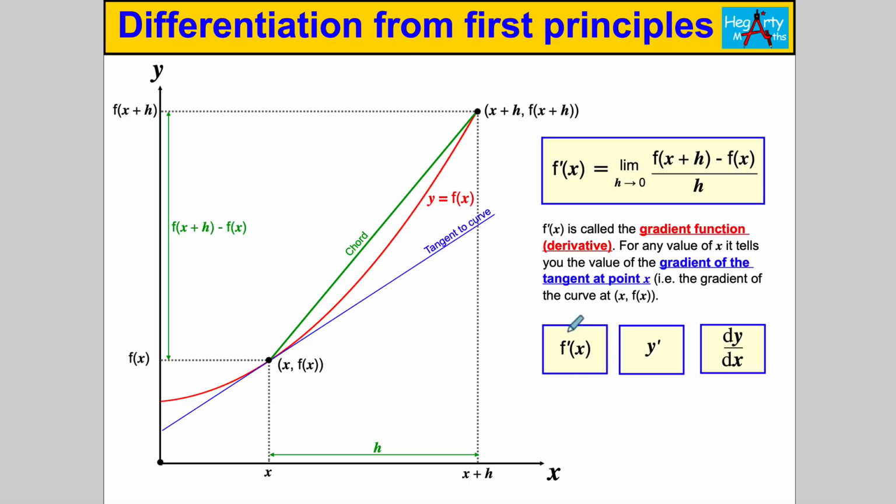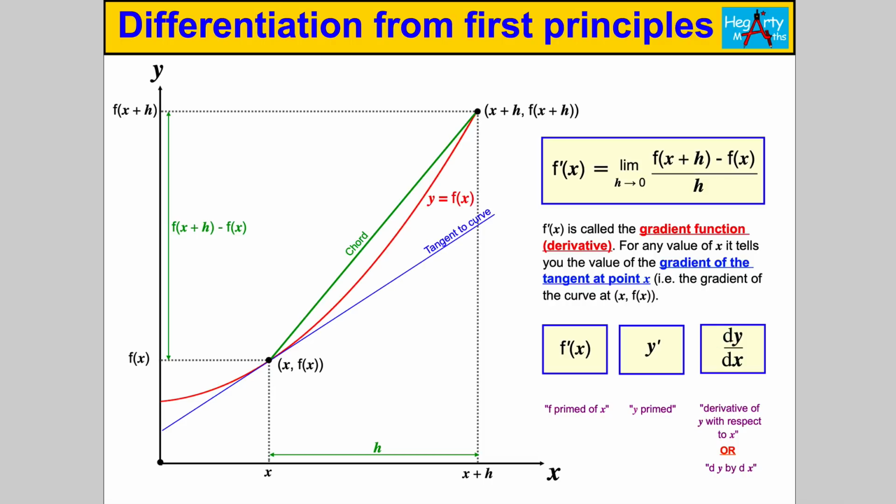You may see it in this form, called f primed of x, or in this form, if you're given the function in terms of y, like y equals x squared, sometimes the derivative or gradient function is called y primed, and often it's also called dy over dx, or dy by dx. Now, that's f primed of x, that's y primed, and that's either called the derivative of y with respect to x, or we just say dy by dx.